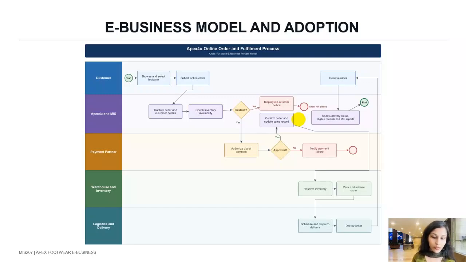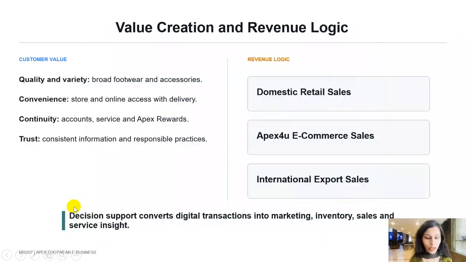Moving to the next slide, we can see value creation and revenue. Apex creates value through quality, variety, convenience, and customer loyalty. Its main revenue sources are domestic retail, Apex for You e-commerce, and international exports. Digital transactions also generate valuable information that supports marketing, inventory, sales planning, and customer service.